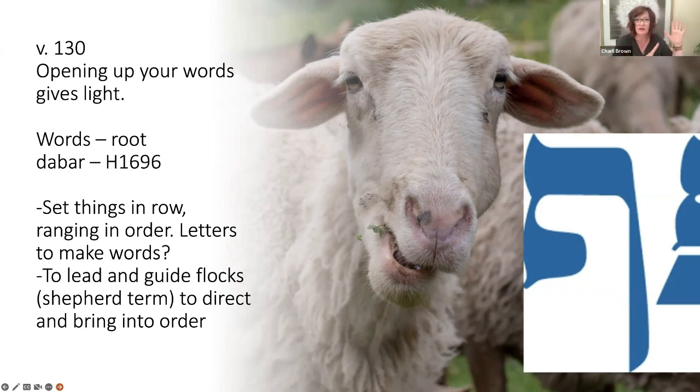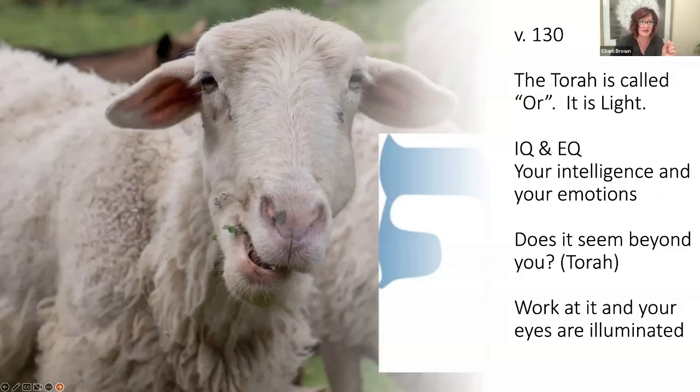And the preliminaries to say pay: mouth, words, things come out of your mouth, you speak. That's the basic of that. But think about this, the words set things in a row. I'm going to set things in order. I'm going to direct and I'm going to order things so I can bring order to things. So what happens? Opening your words gives light.